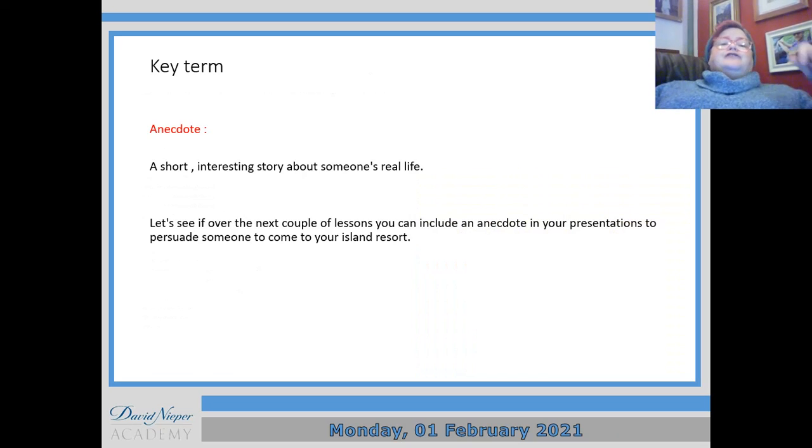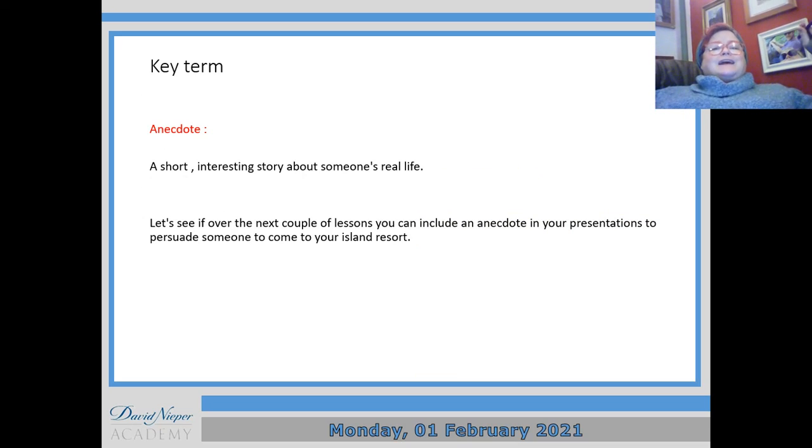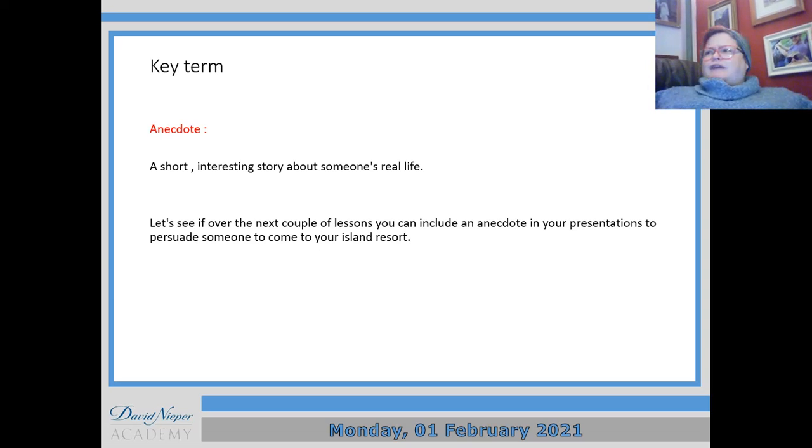So, another key term that you could include is the word anecdote. Anecdote that you can see there on the screen in red. What this means is a short, interesting story about someone's real life. So a challenge is to try and include an anecdote in your presentations to persuade somebody to come to your island. So, for example, Sally Smith of Alfreton posted on TripAdvisor, "I was so stressed and wound up when I arrived at the resort, but within a day I was relaxed and happy, having been to the spa, had wonderful food and relaxed by the pool. Highly recommend this hotel." Something like that would be an anecdote.